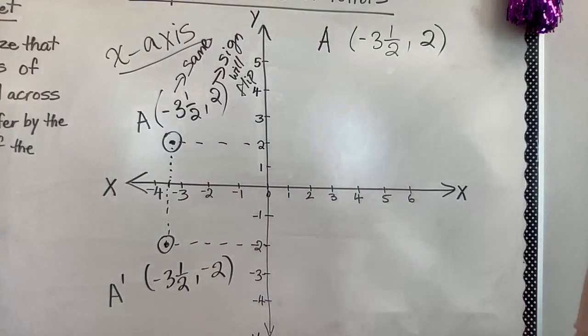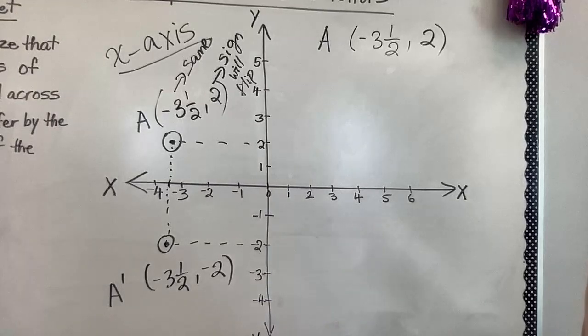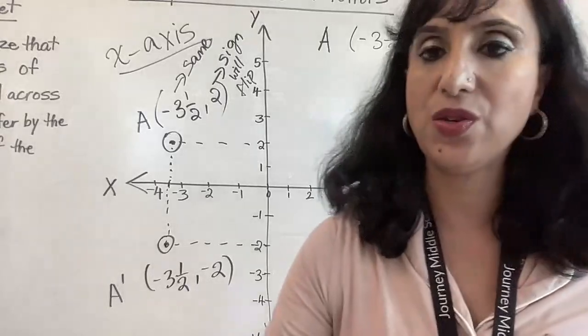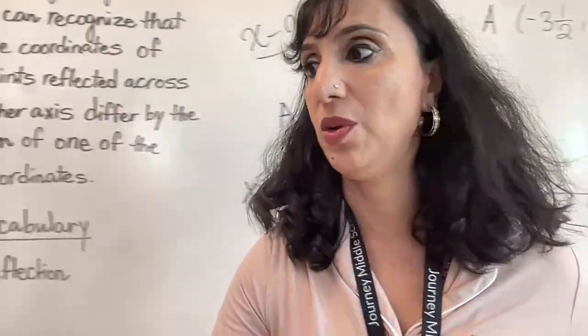All right. Now, once again, please remember, when a point is reflected across the x-axis, the x-coordinate always stays the same and the y-coordinates are opposite. Okay. Now, let's do one, and I'm just going to take you to my whiteboard for this one so that we can quickly do some reflections.